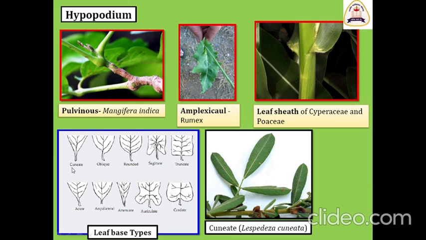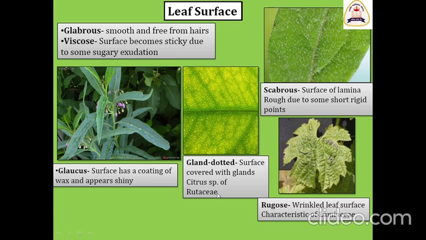Leaf base types, they may be cuneate, two sharp pointed, that may be oblique, one large, another smaller. Rounded gives a round shape with two equal sides. Sagittate, arrow shaped. Truncate means flattened structure. Acute, pointed, extremely sharp. Equilateral means both sides are equal sized. Attenuate, auriculate, lobed and cordate, heart shaped structures. Cuneate we have already discussed.